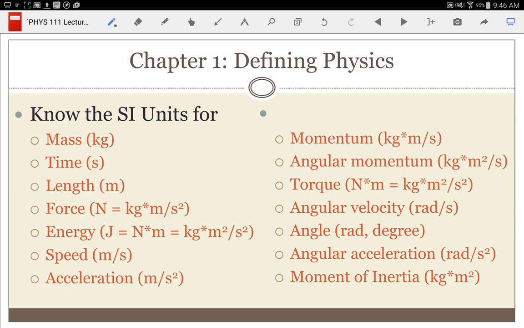Then we have some of the more obscure ones. Momentum, kilograms times meters per second. Angular momentum, kilogram meters squared per second. Torque, Newton times meter. Notice, Newton times meter here, Newton times meter here. But torque is not the same as energy. What was the difference in torque compared to energy? Work was force times distance. There's another word. Force times the distance parallel to the force. You have something moving parallel to the force, then you have work done. And so that's where we get the unit of energy.